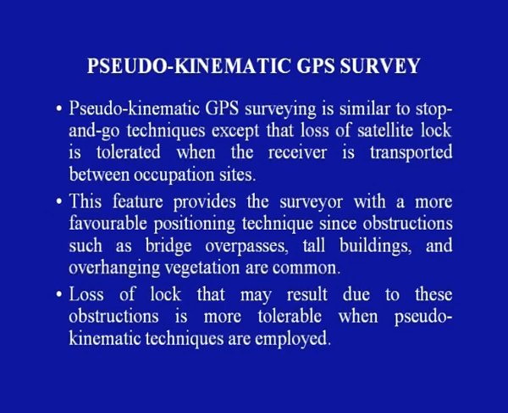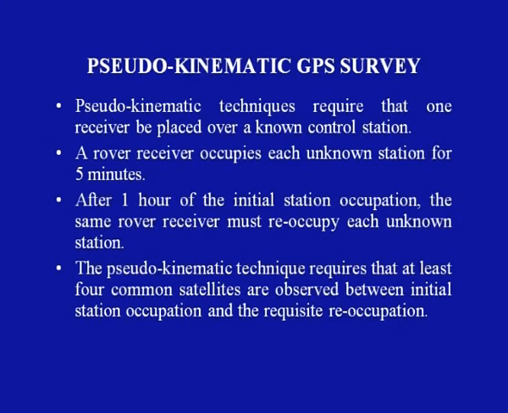Loss of lock that may result due to these obstructions is more tolerable when pseudo kinematic techniques are employed. Pseudo kinematic techniques require that one receiver be placed over a known control station. A rover receiver occupies each unknown station for about 5 minutes. After 1 hour of initial station occupation, the same rover receiver must reoccupy each unknown station.